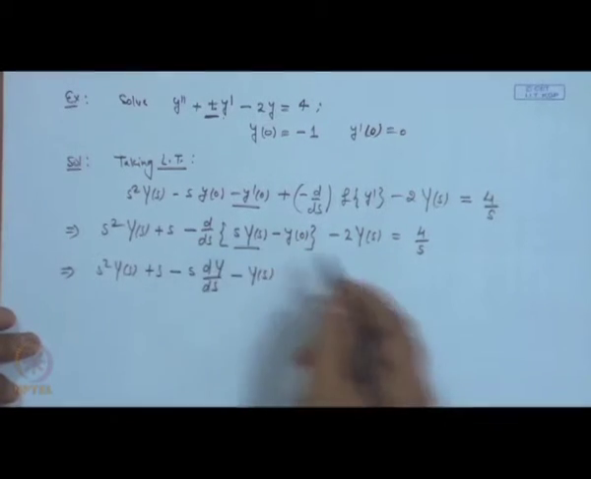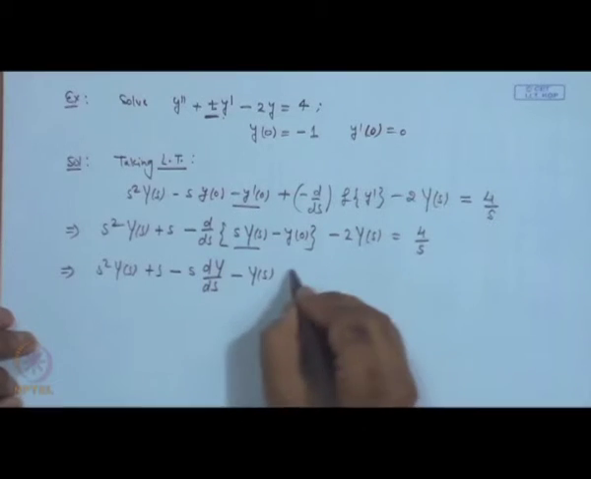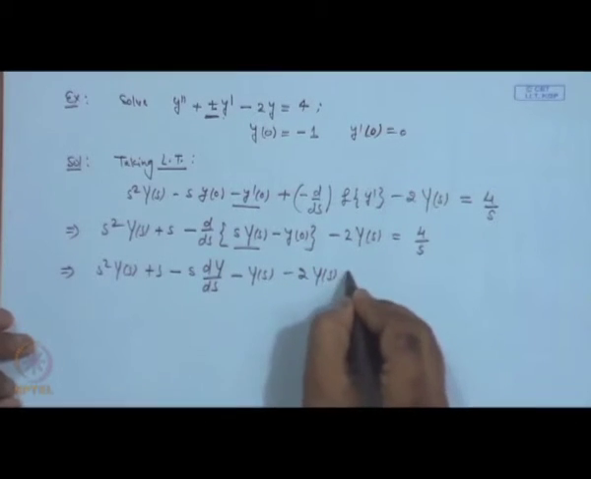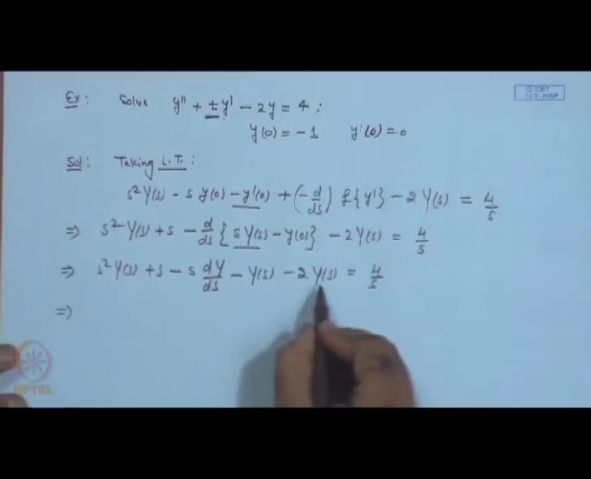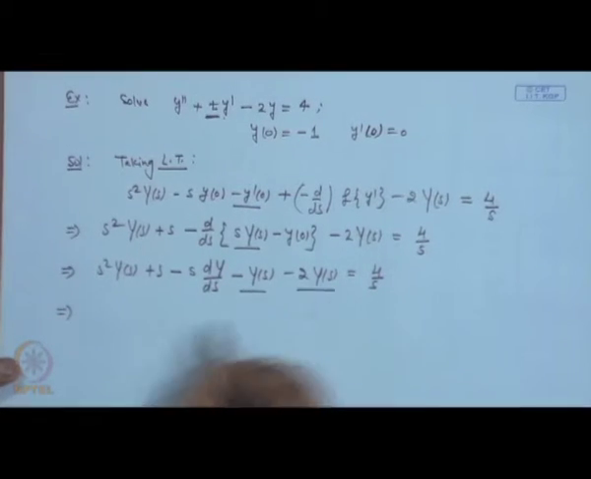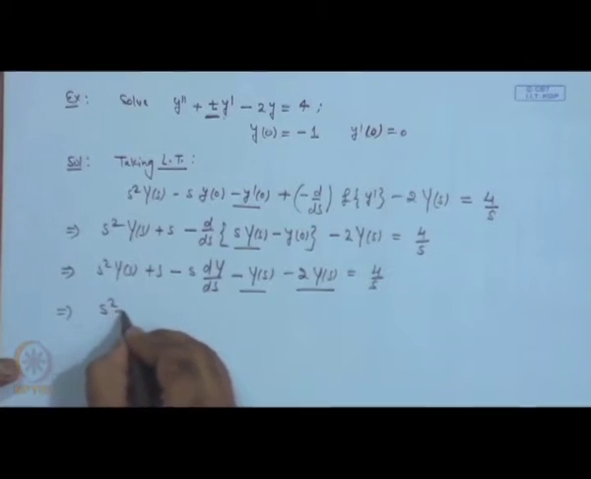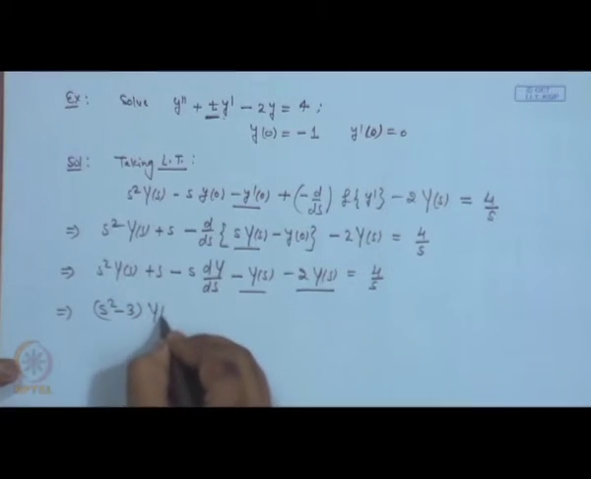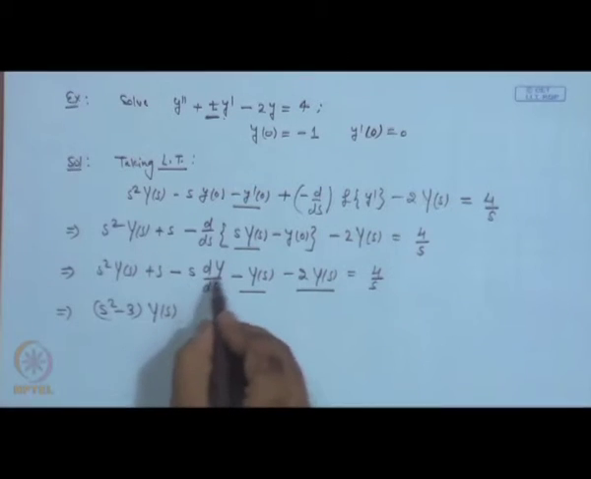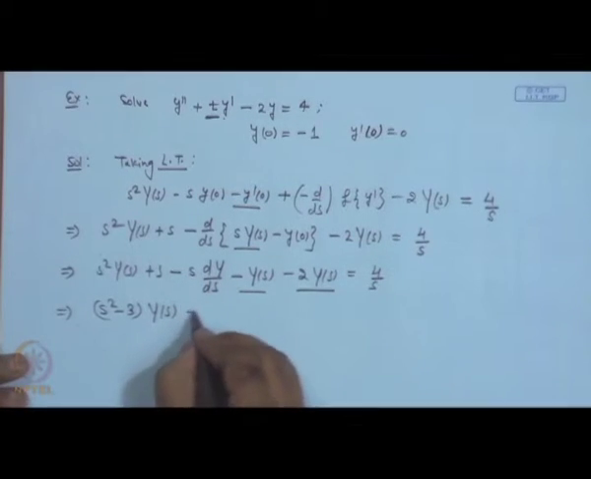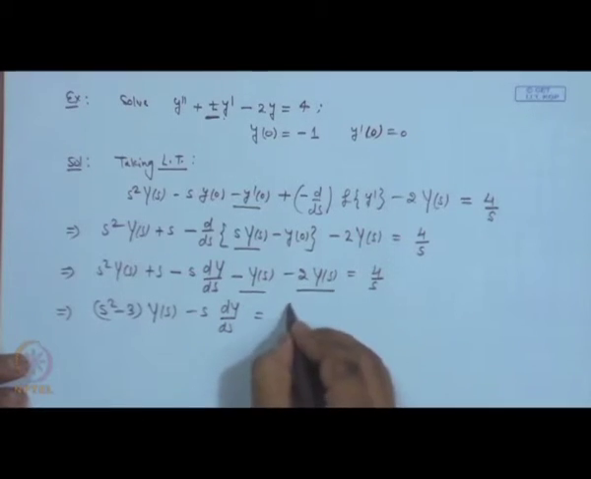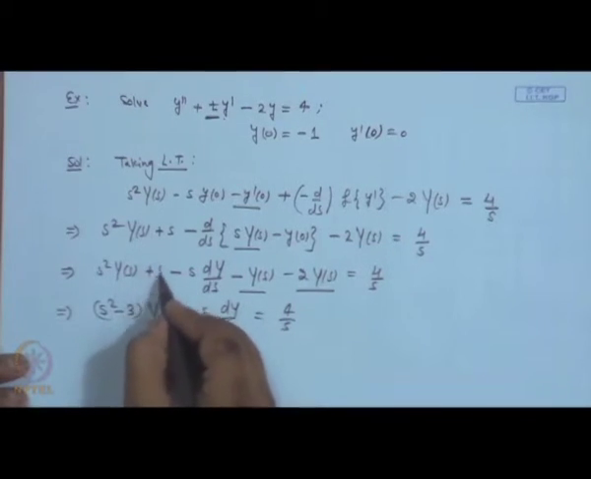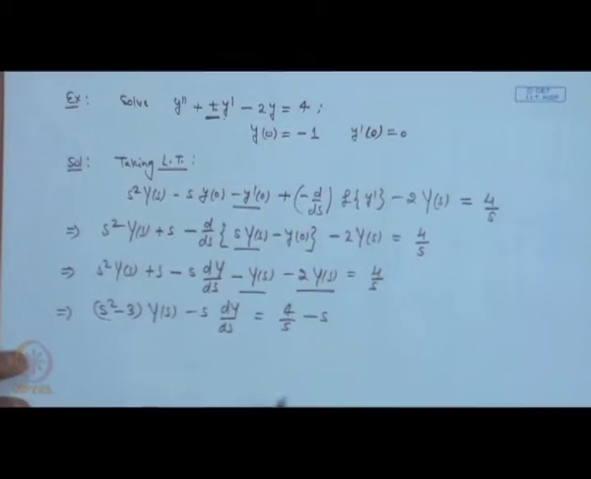Here it is a constant term. So, d over ds will make it 0, and for 2 y s, we have 4 over s. So, we take common this y s here, also 2 y s. So, we have s square minus 3 with y s, and then we have here minus s dy over ds. We have right hand side 4 over s, and we take this minus s to the right side.